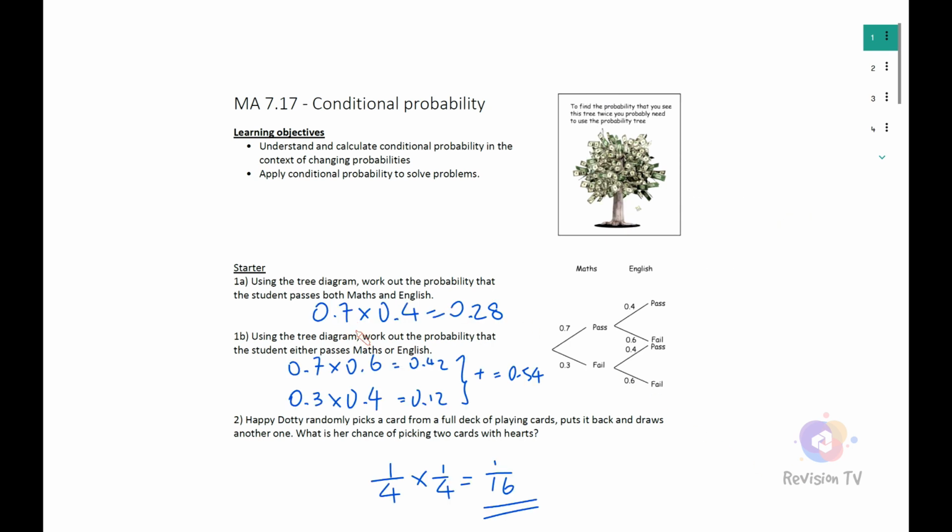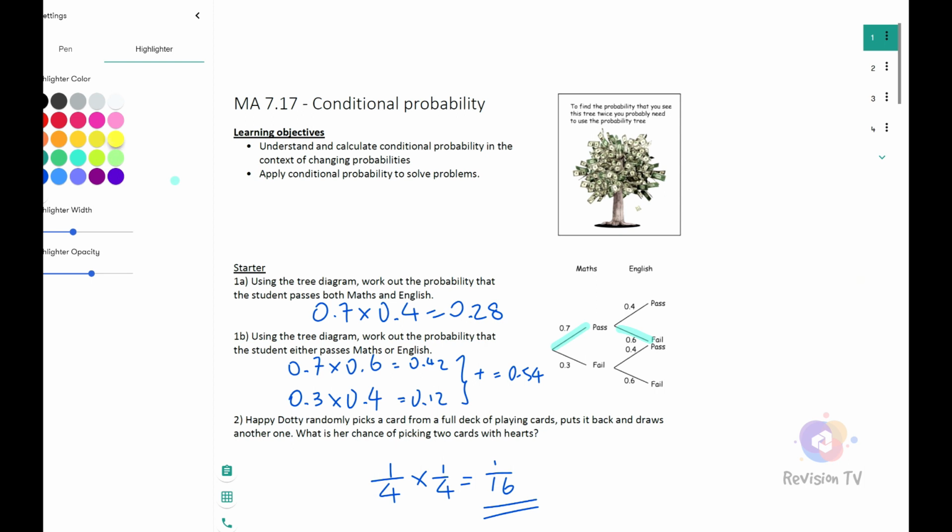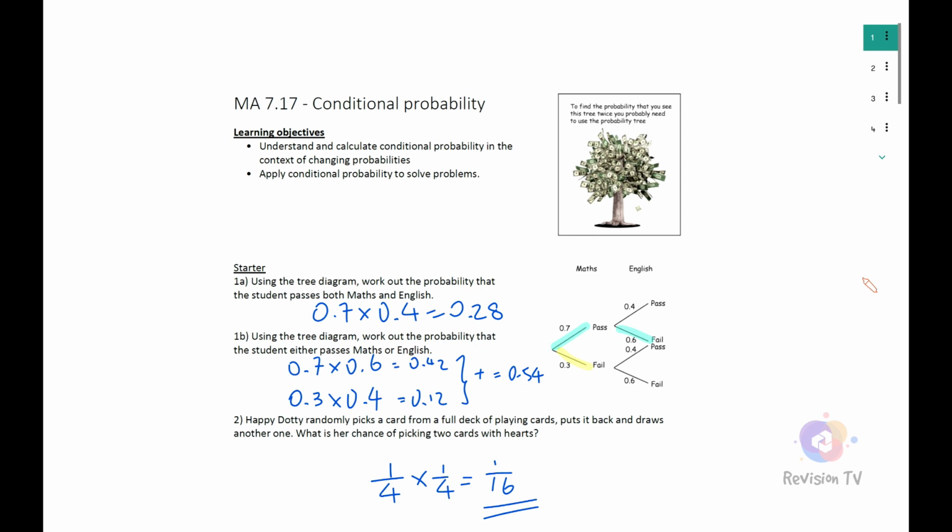Question 1: 0.7 times 0.4, because it's a pass and a pass. So we multiply the numbers on the branches. For the second one, it's either passing maths or English. The first means you pass maths but fail English. Or you could fail maths, which you shouldn't after watching this video, and pass English. That's why when you have 2 branches, you have to add them up to find the total probability. So for each branch, multiply the numbers: 0.7 times 0.6, 0.3 times 0.4, and then add them up.